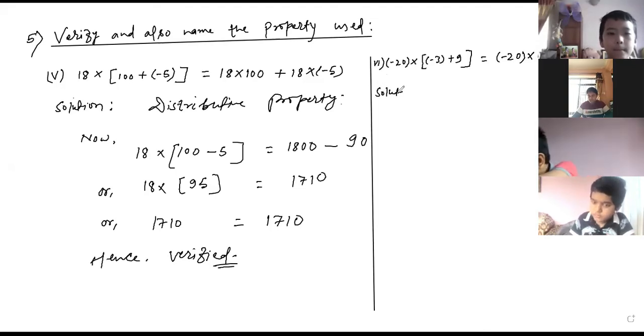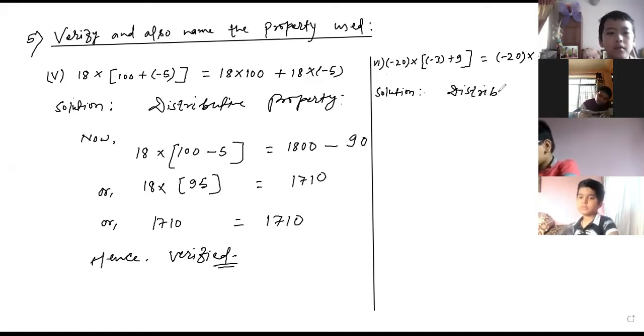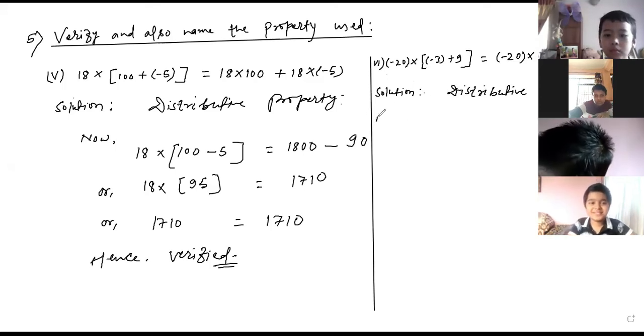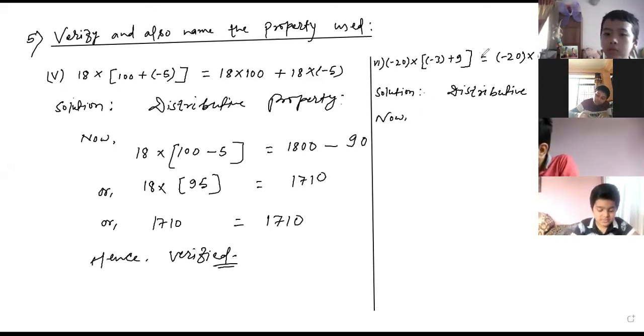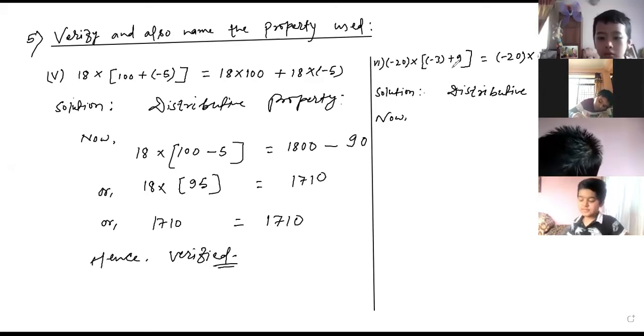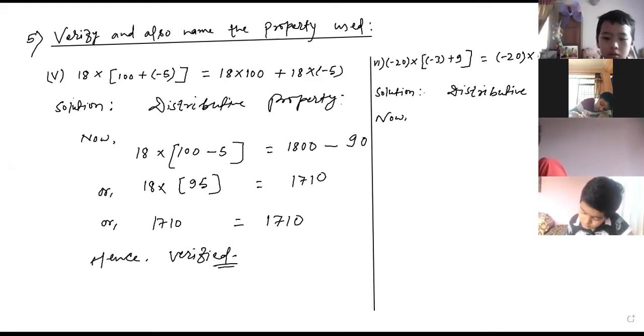So tell me, what is the name of the property? Distributive property. Distributive property of multiplication over addition. Now, before the equal to and after the equal to there are some sums. We have to calculate the sum and get the answer. If both sides the answers are equal, in that case it will be verified.